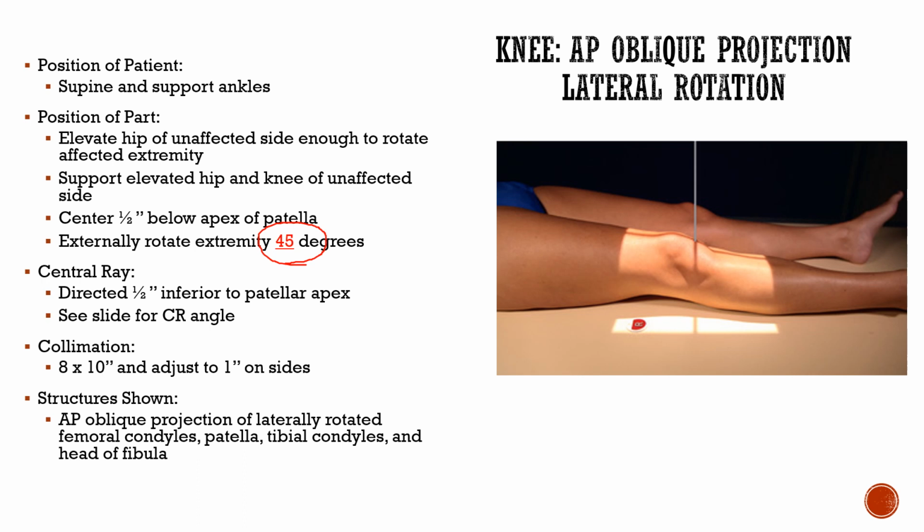So we're going to, again, be centered 1/2 inch inferior to the patellar apex, and our collimation is going to be the same as it was for the AP and the lateral. This time we're going to see an AP oblique of the laterally rotated femoral condyles, the patella, the tibial condyles, and the head of the fibula.